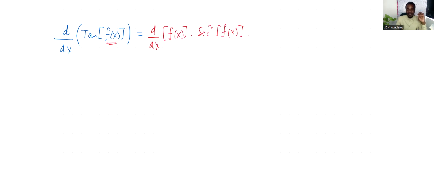But I also want you to bear in mind that the derivative of f of x is the same as f prime of x, and sec squared f of x, you can simply write as sec squared f of x. So yes, if you want to find the derivative of tan of f of x, find the derivative of f of x first, and then after that, multiply the result with sec squared f of x. This is very interesting. Let me reinforce this concept by means of an example.